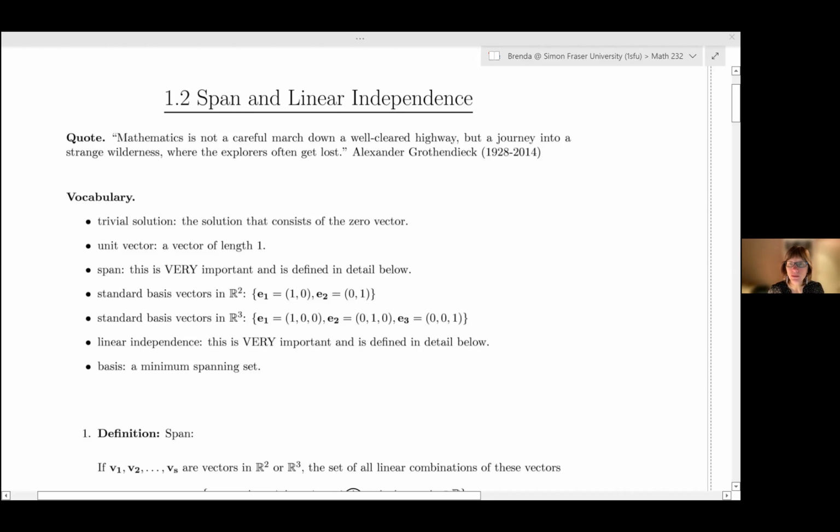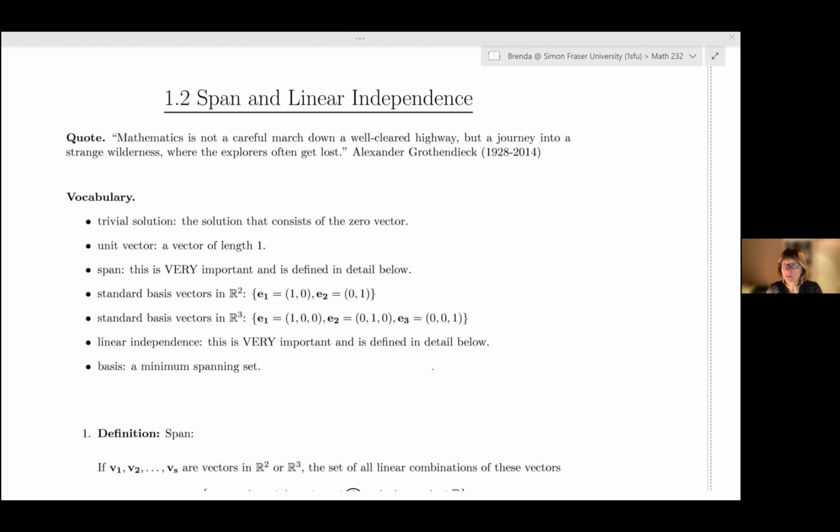Hello and welcome to the second lecture for Math 232. This is section 1.2, span and linear independence. Both of these things, span and then separately linear independence, we are going to be using repeatedly throughout the course. So like we discussed in the first lecture, knowing what these words mean precisely is going to be highly important.